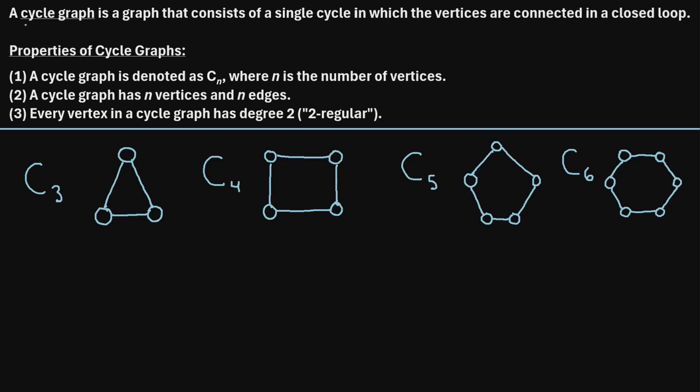In graph theory, a cycle graph is a graph that consists of a single cycle in which the vertices are connected in a closed loop. Now, there's a few interesting properties about cycle graphs that you should know.